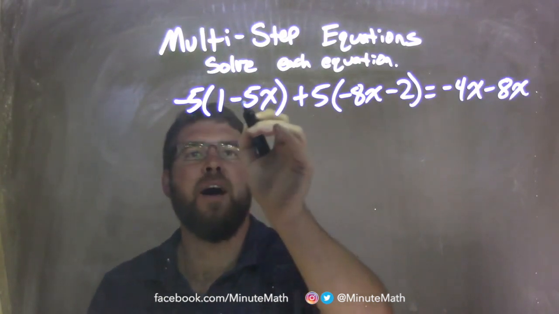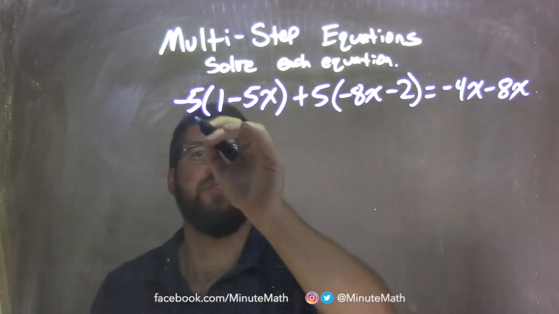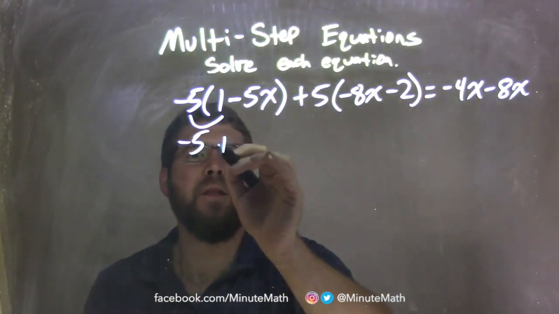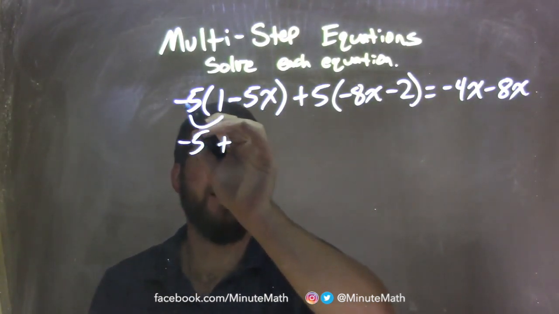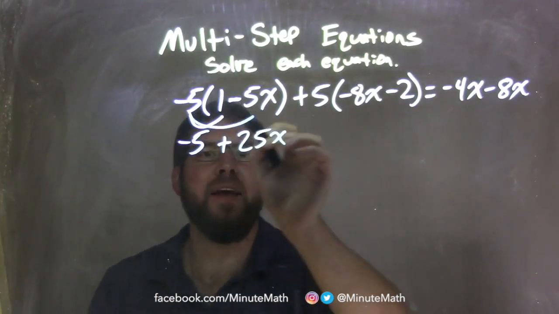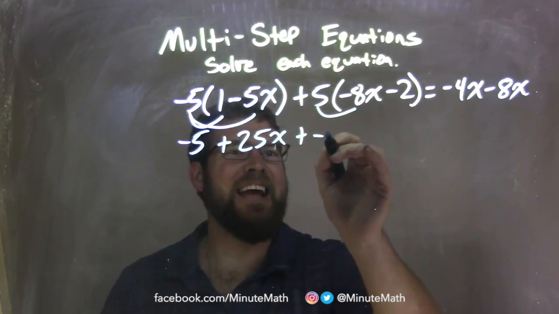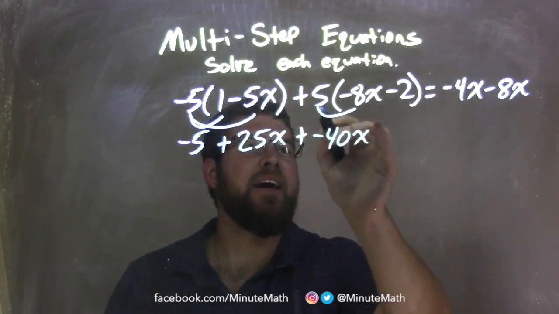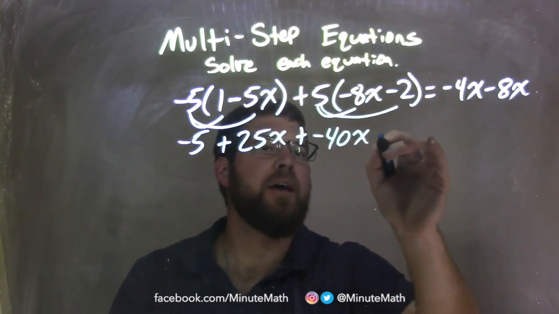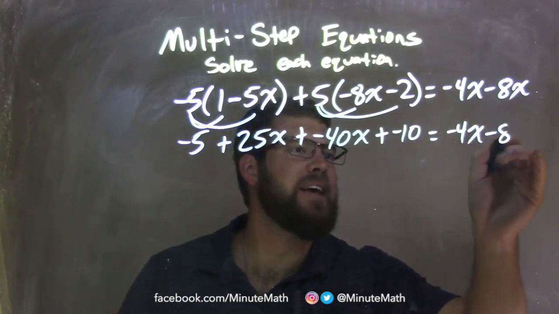So I'm going to distribute the negative 5. And when I do it here, I like to distribute what I can first. So negative 5 times 1 is a negative 5, plus, because we have a negative here, right, two negatives, negative times a negative is going to be positive, plus 25x when I distribute that negative 5 across. Plus 5 times the negative 8x is a negative 40x. And 5 times a negative 2, or minus 2, but plus a negative, is plus a negative 10, equals negative 4x minus 8x.